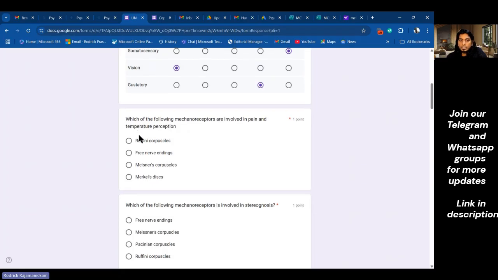So now we move on to the sense of somatosensation or touch. Which of the following mechanoreceptors are involved in pain and temperature? For pain and temperature, it is free nerve endings.